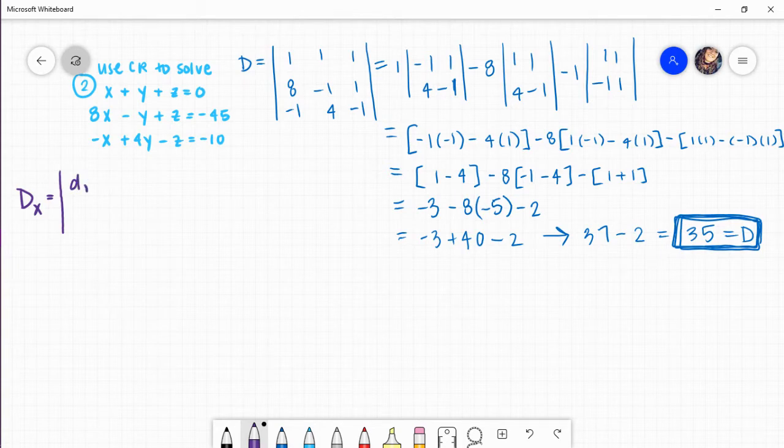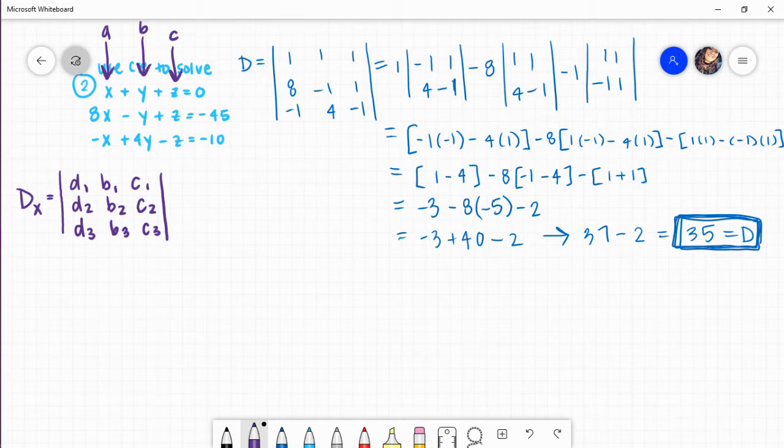I have d sub 1, b sub 1, c sub 1, d sub 2, b sub 2, c sub 2, d sub 3, b sub 3, c sub 3. Okay, and y'all, this is my A column, that is my B column, that is my C column, and that is my D column, correct?